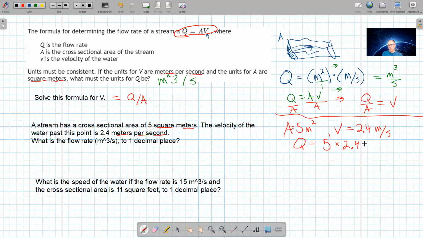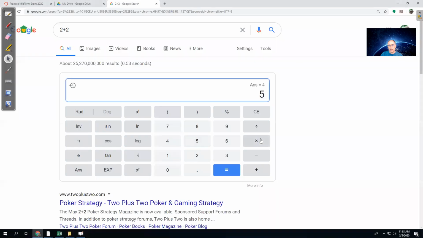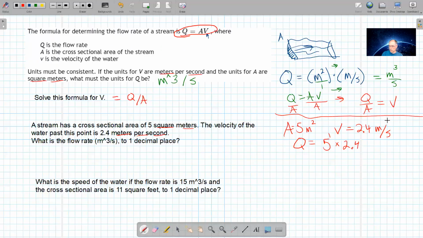5 times 2.4 is like what, 12-ish? Calculator, please. 5 times 2.4, hey, 12, nice job. That equals 12, and so that's my answer here. What's the flow rate? The flow rate is 12, and that would be cubic meters per second. All right, that wasn't too bad.